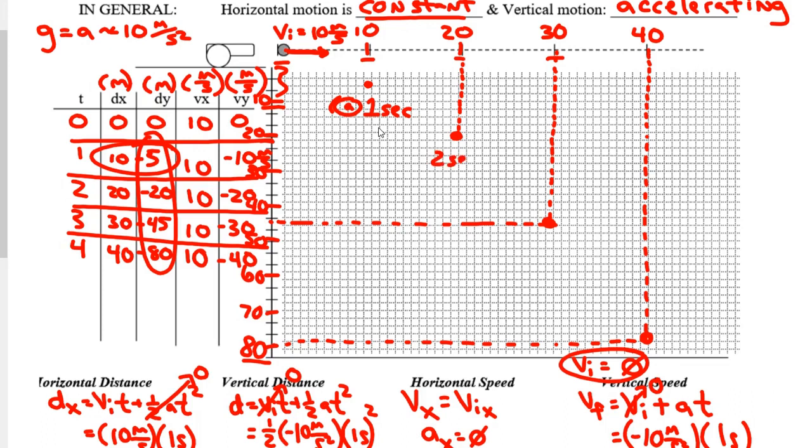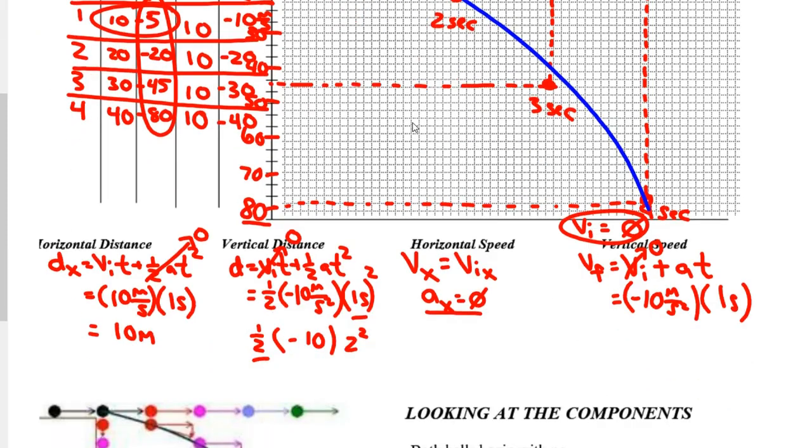This is at 2 seconds, this is at 3 seconds, and then this is at 4 seconds. What you will notice is that if we sketch out that path, we get our classic parabolic path. Well, that's not exactly perfect, but we get a parabolic path down to the ground. So this is a nice little way of proving that the shape will be parabolic.